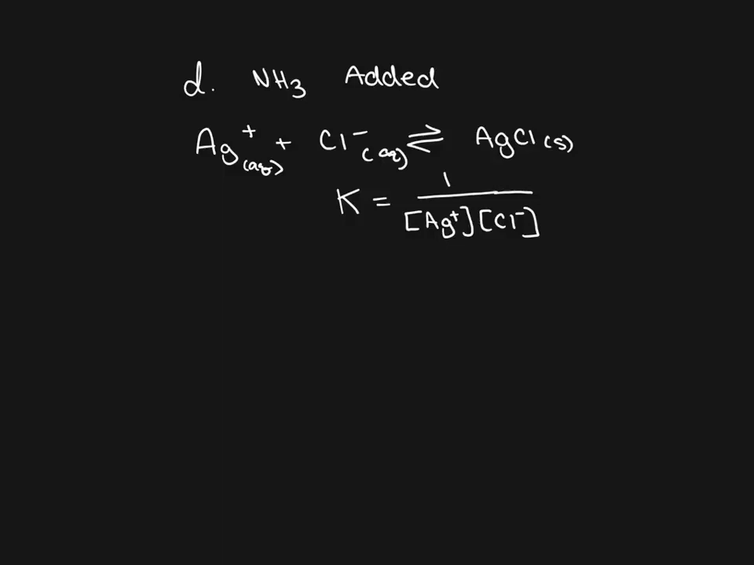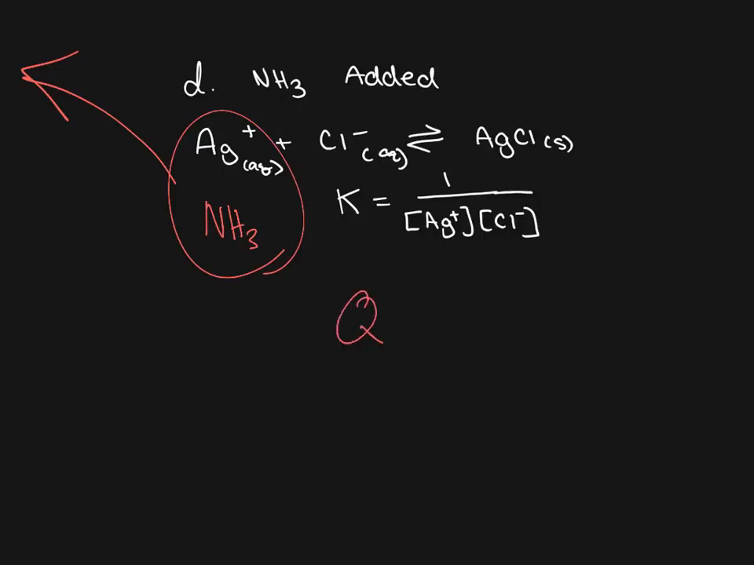Now we'll move on to part D, adding ammonia to this reaction. It is important to recognize that ammonia is going to react with silver ions, removing them from solution. If we have a lower concentration of reactants, we will calculate that Q is greater than K. This tells us that the reaction will move towards reactants.